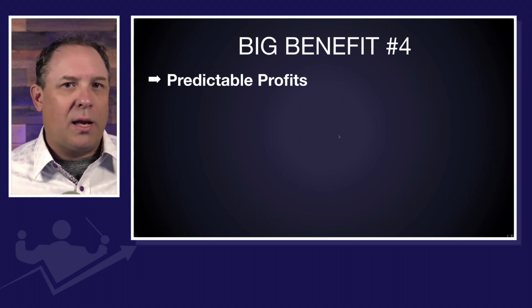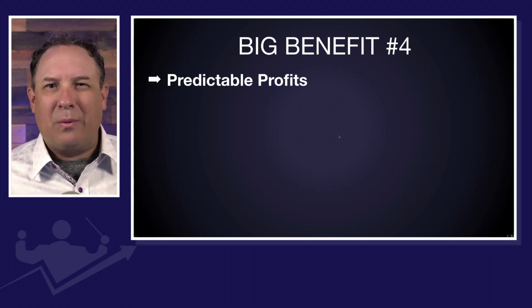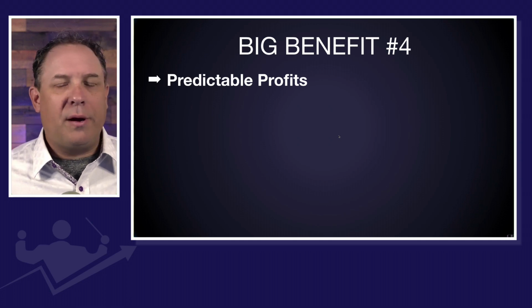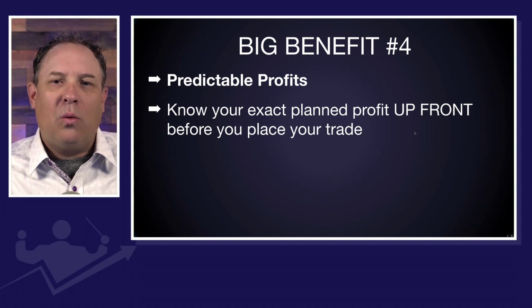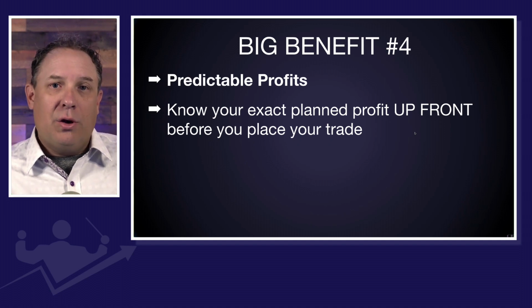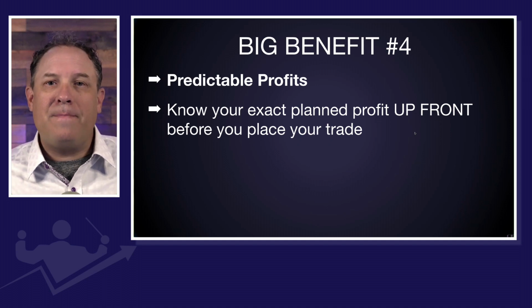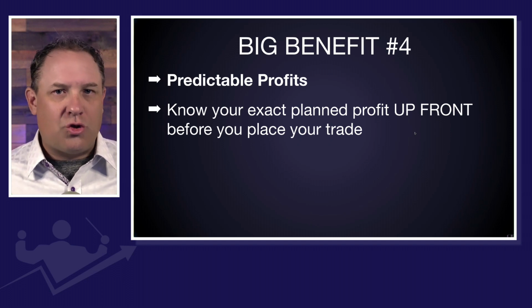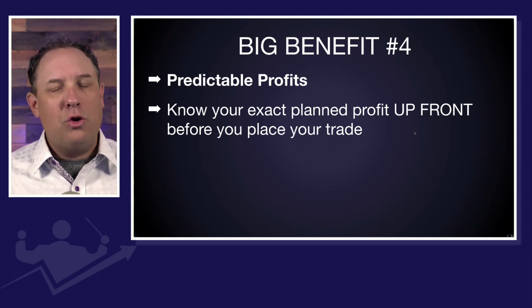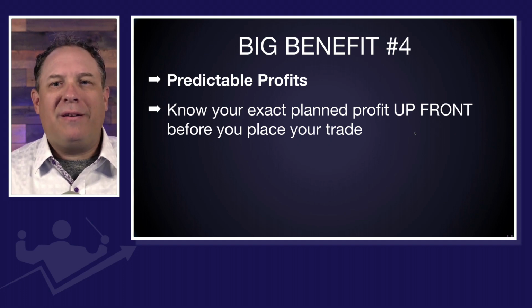The credit spread, unlike a lot of strategies, especially with options, it's kind of hard to estimate what your profit's going to be sometimes. Not with the credit spread. With the credit spread, before you get into the trade and as you're executing the trade, you know exactly what your profit's going to be. You're executing it for that predetermined credit, for that predetermined profit, and you either get it or you don't. Okay, so it's very straightforward, very black and white. You know what your profit's going to be on the trade. So that's big benefit number 4.